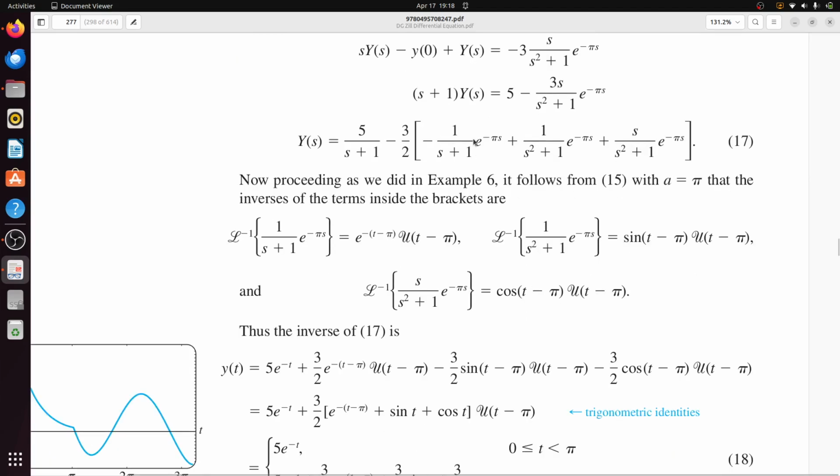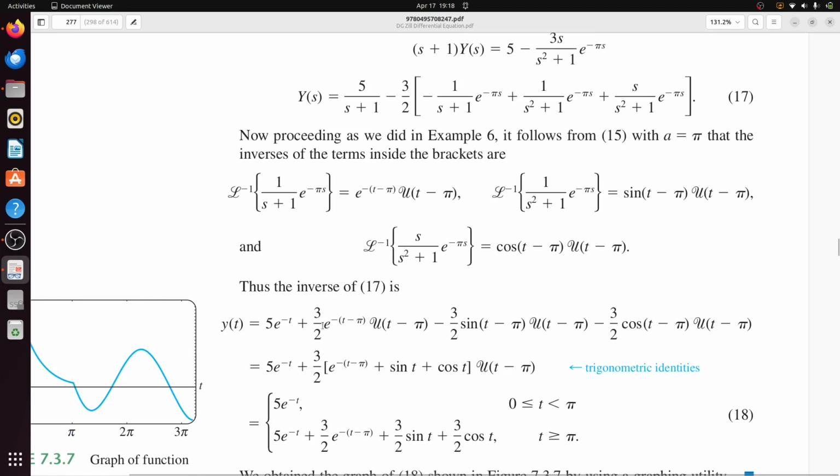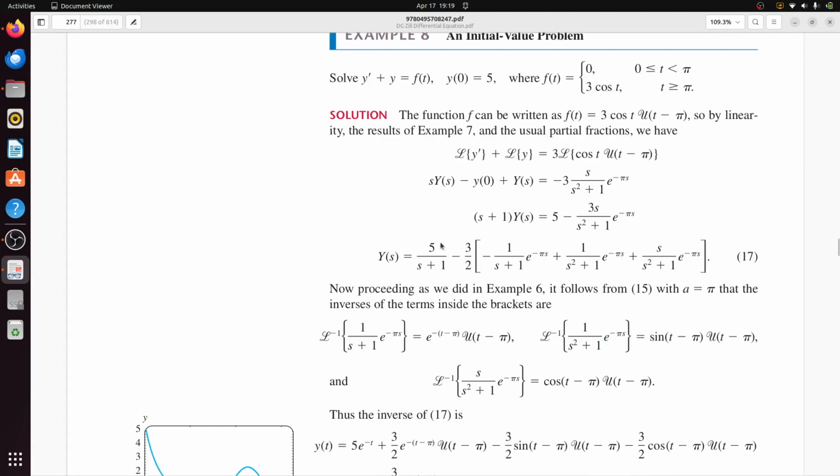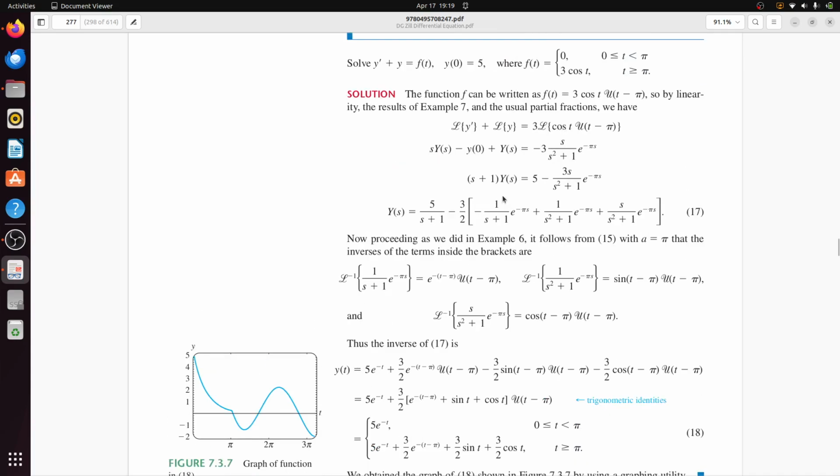Thus the inverse of 17 will be written as 5 e to the power minus t, plus 3 by 2 e to the power minus t, plus 5 by 2 e to the power minus (t minus pi) u(t minus pi), minus 3 by 2 sin (t minus pi) u(t minus pi), minus 3 by 2 cos (t minus pi). And then you just put it in terms of all the results. I am just giving you 1 to 2 minutes to summarize this result.